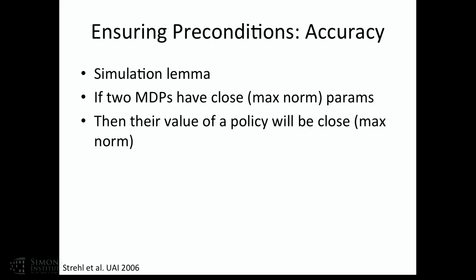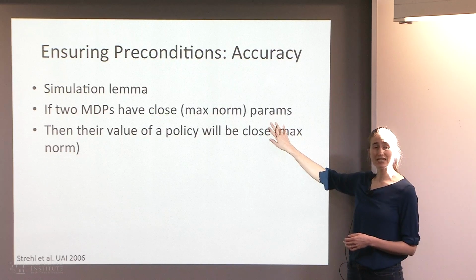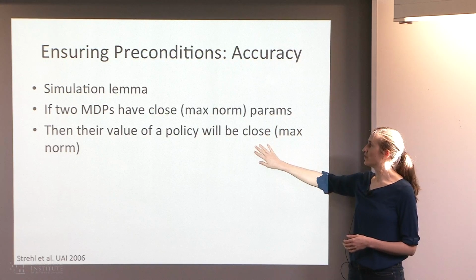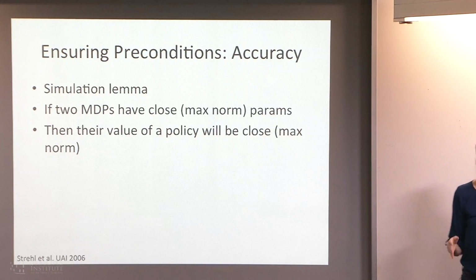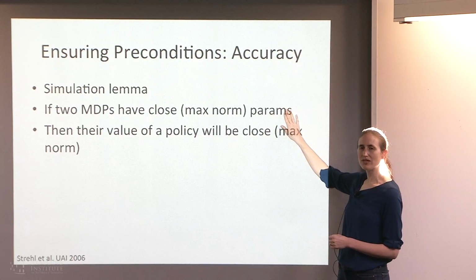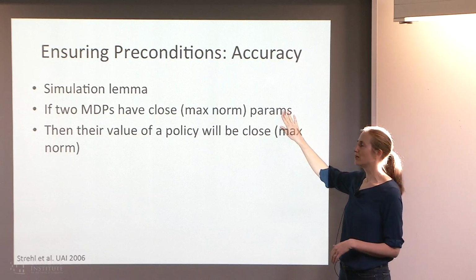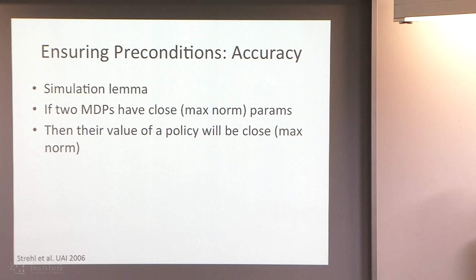So the simulation lemma says that if two MDPs have close parameters, as measured in a max norm, then the value of their policy will be close. It'll be further than the parameters are, but it'll still be boundedly close. And since we know how many samples we need to get close parameters relative to the true MDP, we can use this to bound how many samples we need in order to get a very accurate estimate of the value function. So we can propagate the errors in the model into the errors in the value function.